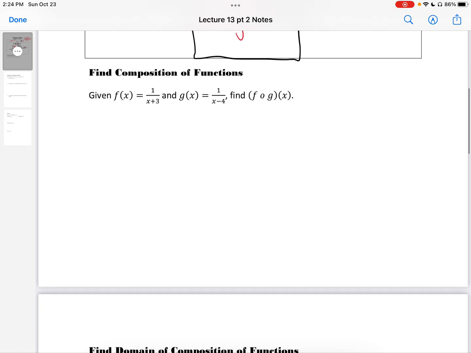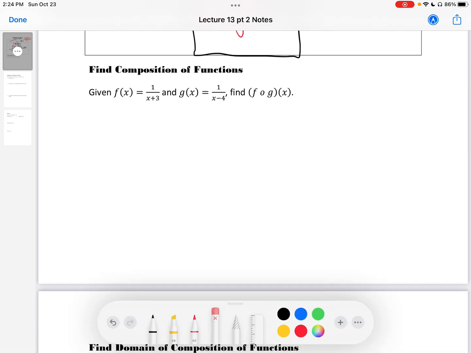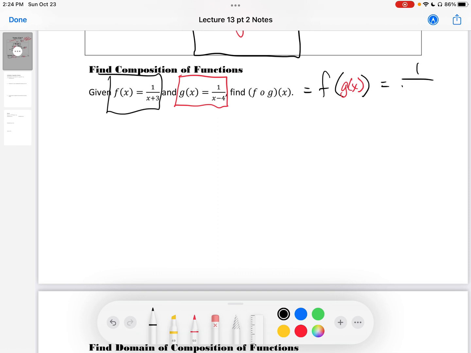Okay, so let's try an example of this then. We've got f of x equals 1 over x plus 3, and we have g of x equals 1 over x minus 4. They want us to find f open circle g of x. The first thing that you need to do for this is always rewrite this function. So this is f of g of x, and that means that my g of x function is going to need to get plugged into my f function. So we have f of g of x, which our f of x function is 1 over x plus 3.